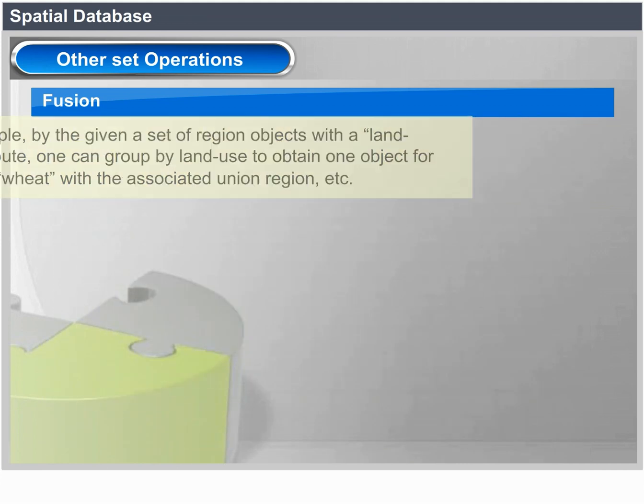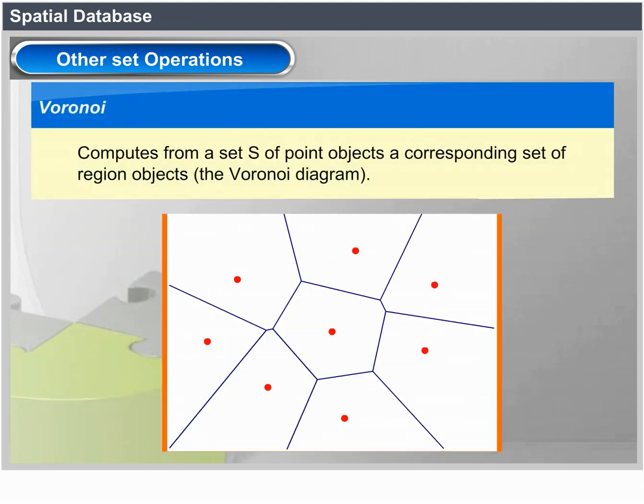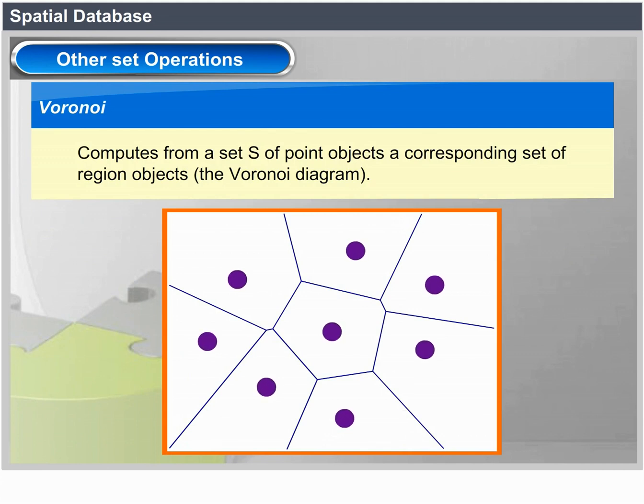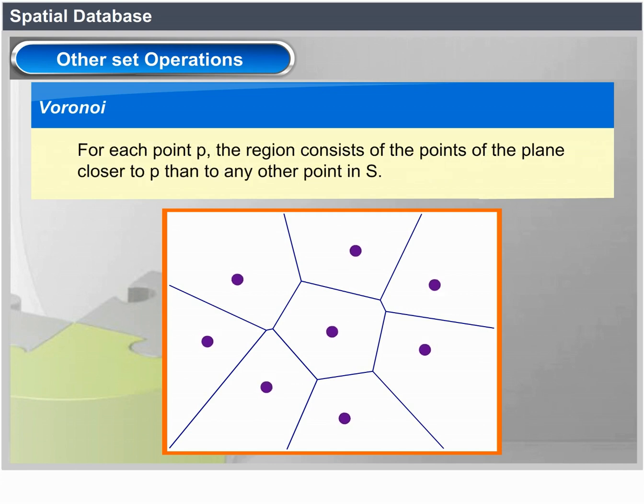Voronoi computes from a set S of point objects a corresponding set of region objects, the Voronoi diagram. For each point P, the region consists of the points of the plane closer to P than to any other point in S.